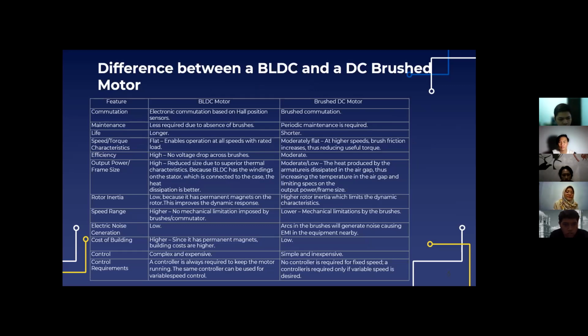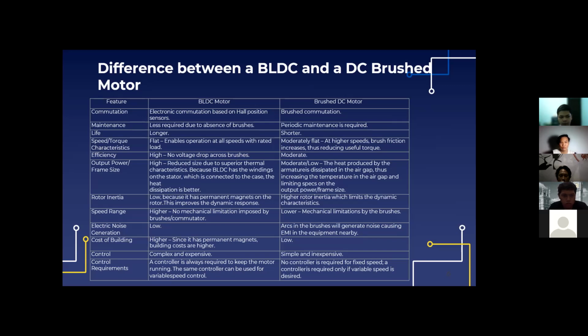Okay, next is the difference between a BLDC and a brushed DC motor. First is commutation. On the BLDC motor it is electronic commutation based on Hall position sensors. But on the brushed DC motor it is brush commutation. In maintenance, the BLDC motor requires less due to the absence of brushes. But on the brushed DC motor, periodic maintenance is required. In life, the BLDC motor is longer, but the brushed DC motor is shorter.